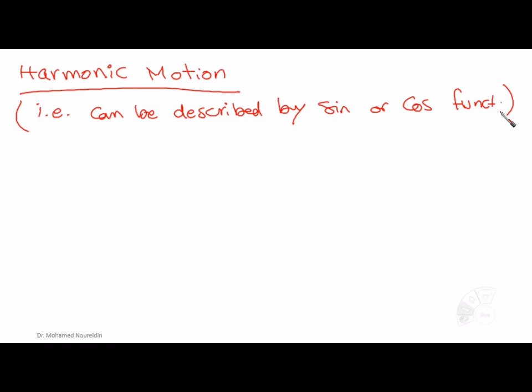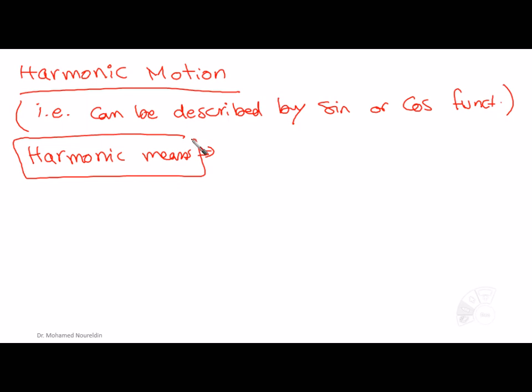Actually, most engineering structures respond, and free vibration of an engineering structure is harmonic. Okay, so most of them. So harmonic means that the problem can be mathematically expressed in terms of sine or cosine. So the harmonic motion means that the problem can be described in sine or cosine. That's the meaning of harmonic.